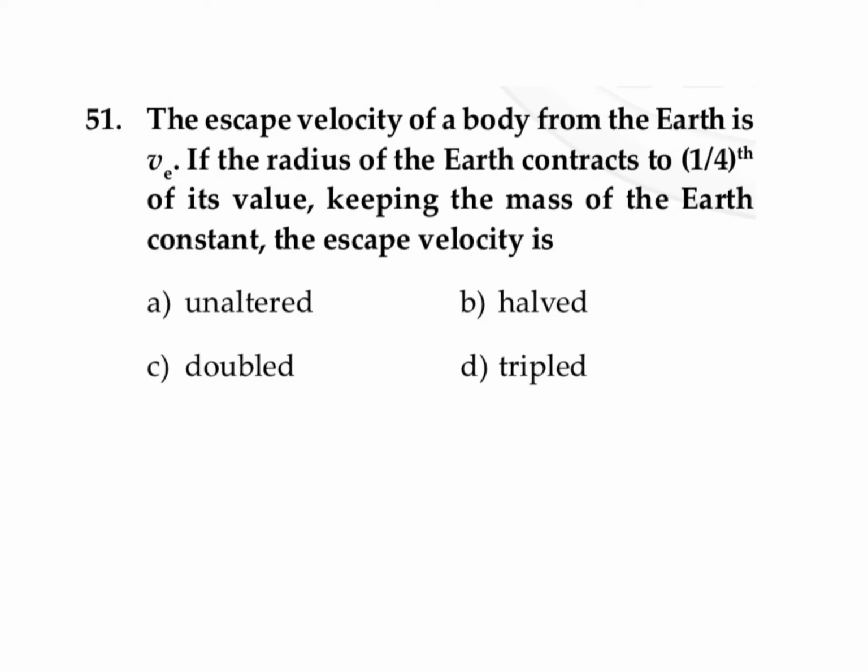In this question, it is given that the escape velocity of a body from the Earth is VE. If the radius of Earth is contracted to 1/4 of its value, keeping the mass of Earth constant, what is the escape velocity? So you can write the relation for escape velocity, that is under root of 2GM divided by r.